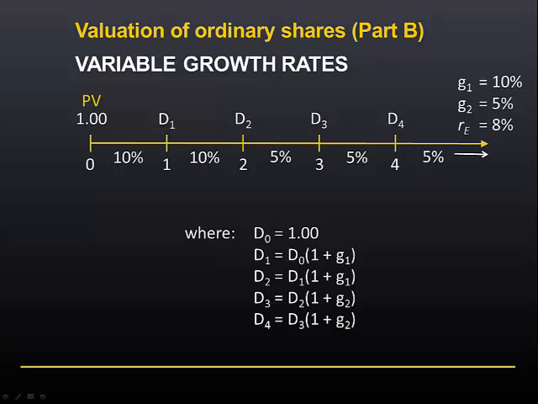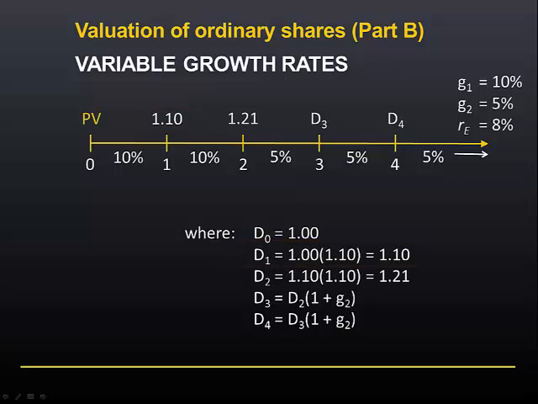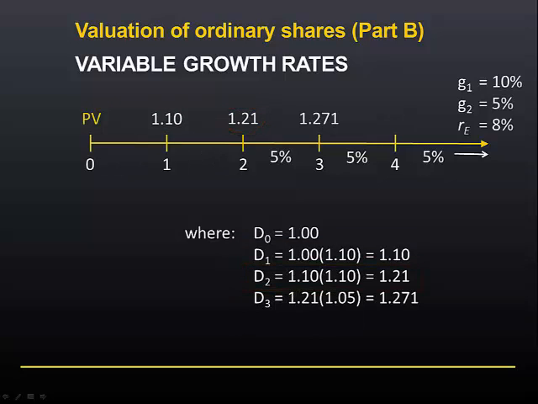Let's assume that the most recent dividend is $1. That will grow at a rate of 10% for 2 years and then at 5% forever. So we need to calculate all the dividends from D1 onwards. D1 is equal to D0, $1, growing at 10% to give us $1.10. D2 is D1, $1.10, growing at 10%, giving us $1.21. D3 is equal to D2, $1.21, growing at 5%, or 1.271.